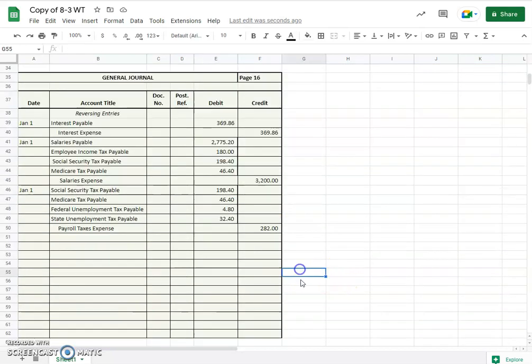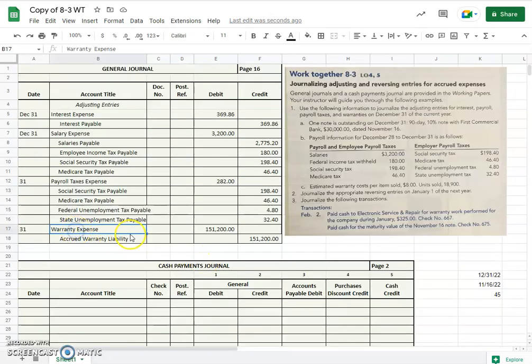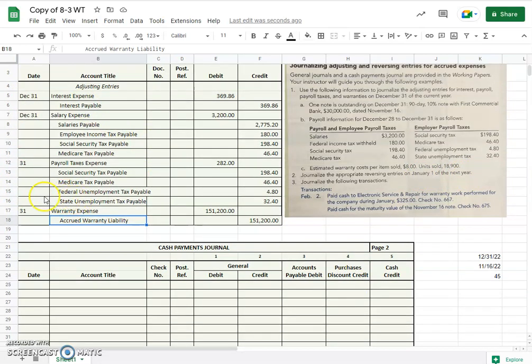And do we need to reverse the warranty? No, we do not. Okay, that one stays. So we have part 2, journalize the appropriate reversing entries. So we did the ones that we needed to. All 3 of these did need to be reversed. The warranty did not.